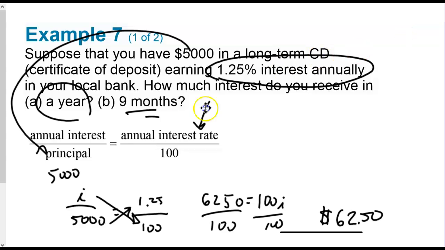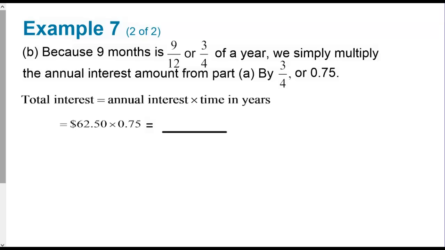Well, with 9 months, we can figure that 9 months is 3/4 of a year. 9 over 12, or 3/4 of a year. And so we'll simply multiply the annual interest amount that we got from Part A by 0.75, or 3/4. The $62.50 is the number we had for the $5,000 in 1 year at 1.25% interest.